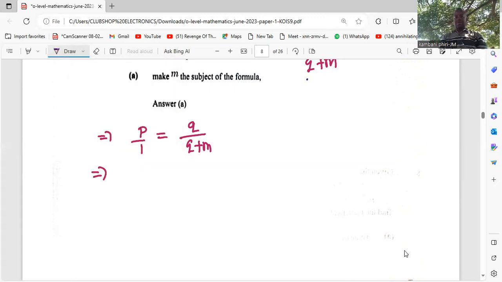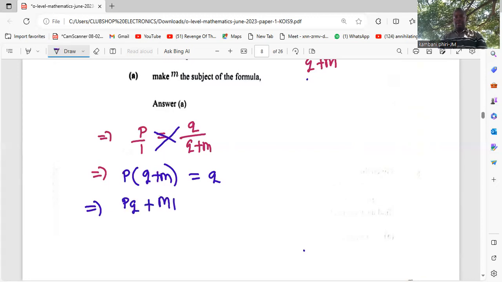So we cross multiply because the M is down here, on the part of the denominator. So we have P open bracket, Q plus M close bracket is equal to Q. Now, because M is inside the bracket, we distribute the P. So P by Q, we have got PQ plus MP is equal to Q.